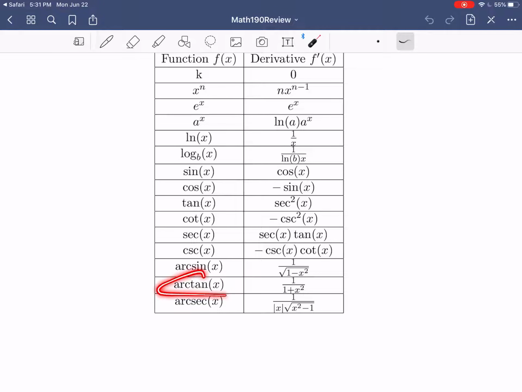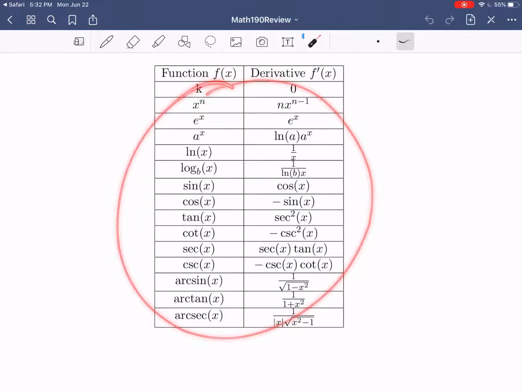And it has an incredibly unique property right here as we're talking about functions and their derivatives. Notice that as a function, arctangent is an inverse trigonometric function, yet its derivative is a rational function. And that is pretty unique. There's not a lot of functions out there that when you take their derivative, they change the type of function so radically. I mean, we're going from an inverse trigonometric function to something that is much, much more mellow, much more mild, just a rational function. So very interesting. We'll encounter arctangent many times throughout our course. So this right here just gives us a list of basic functions and their corresponding derivatives.